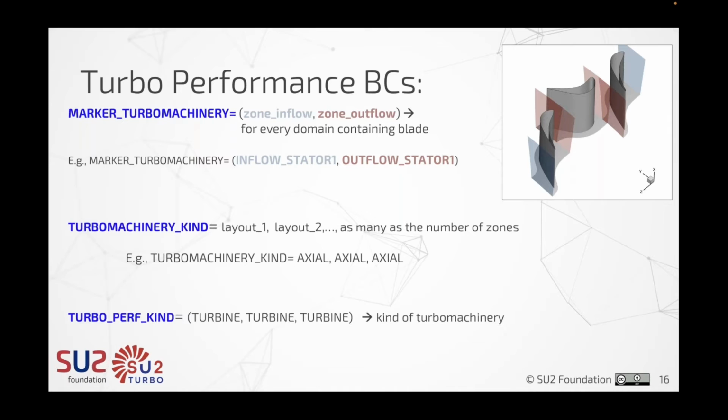And finally, we also have to specify which kind of turbo machine it is. In this case, we're considering a turbine. So for each of the domains, for each of the 3 zones, we will have to specify that there is a turbine. And in this way, the code knows how it has to compute performance, efficiencies, and so on.